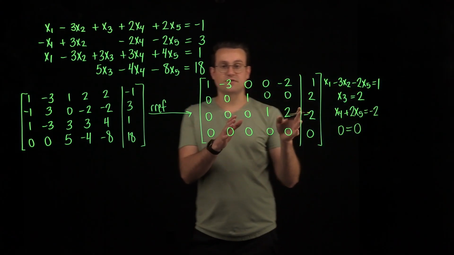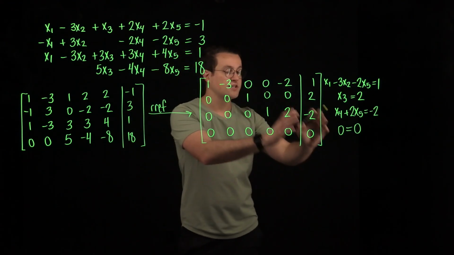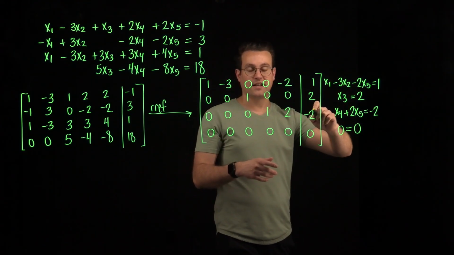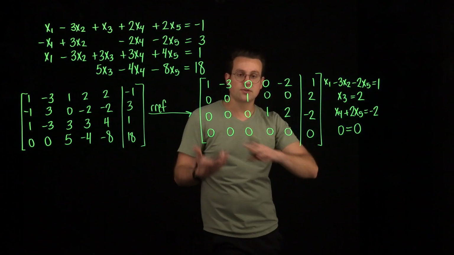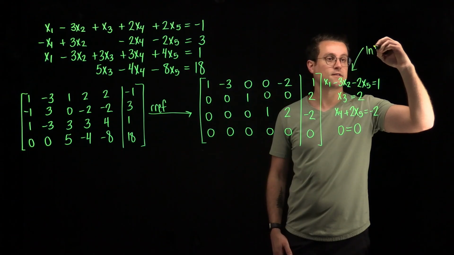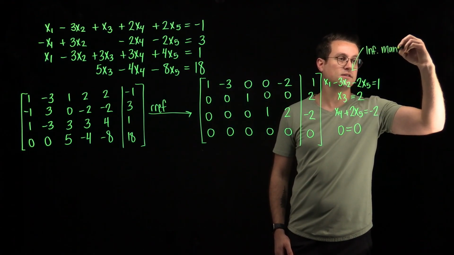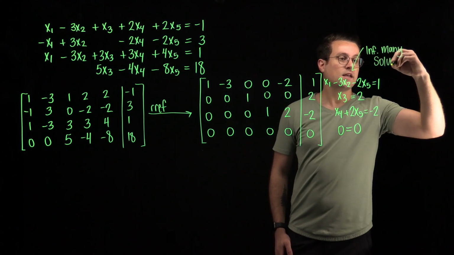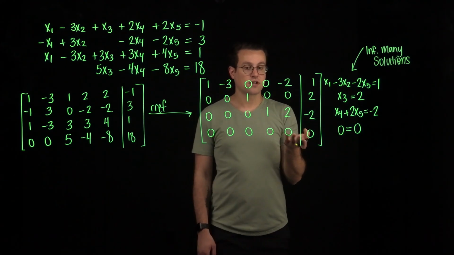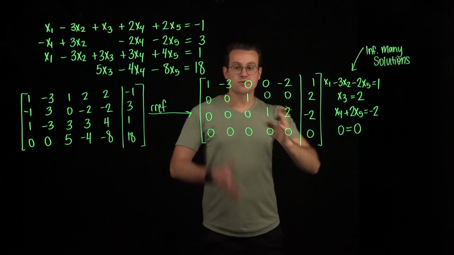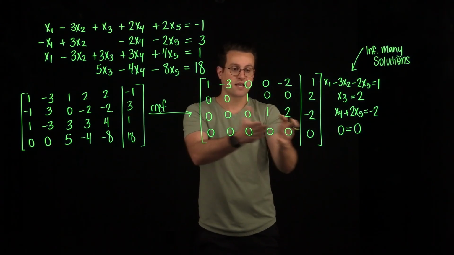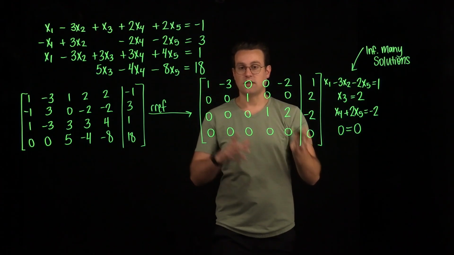Okay, so let's observe this for a second. I have a situation where I have no contradictions and my variables are not isolated. I don't have x1 equals this, x2 equals that. So we're going to have infinitely many solutions. And when I have infinitely many solutions and I need to write my solution, I need to introduce parameters. So to introduce parameters, we need to think about which variable columns have pivots and which don't. So let's identify those here.